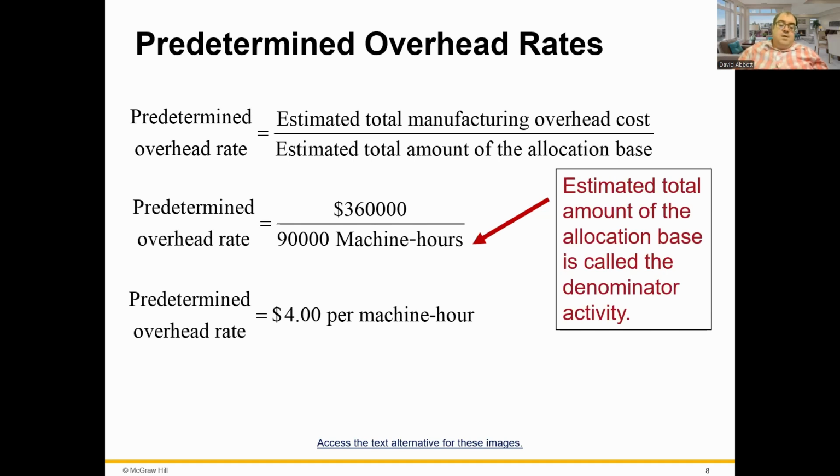Now, predetermined overhead rate. So the predetermined overhead rate is going to be $4 per machine hour. And it is computed as we see here. So it's going to take the estimated total manufacturing overhead cost divided by the allocation base, in this case, the number of machine hours. And we can come out then with how much it is per machine hour. The estimated total amount of the allocation base is called the denominator hours.